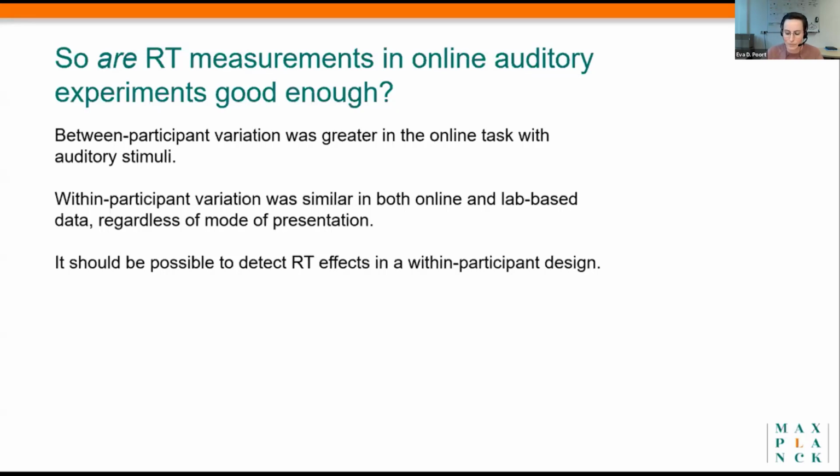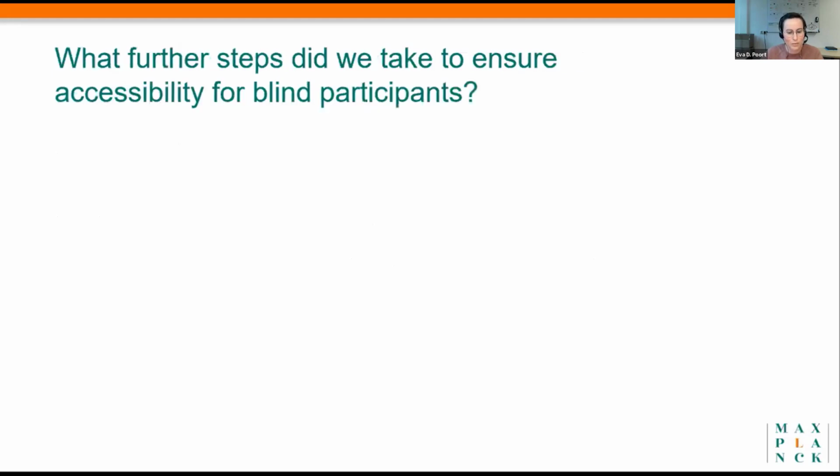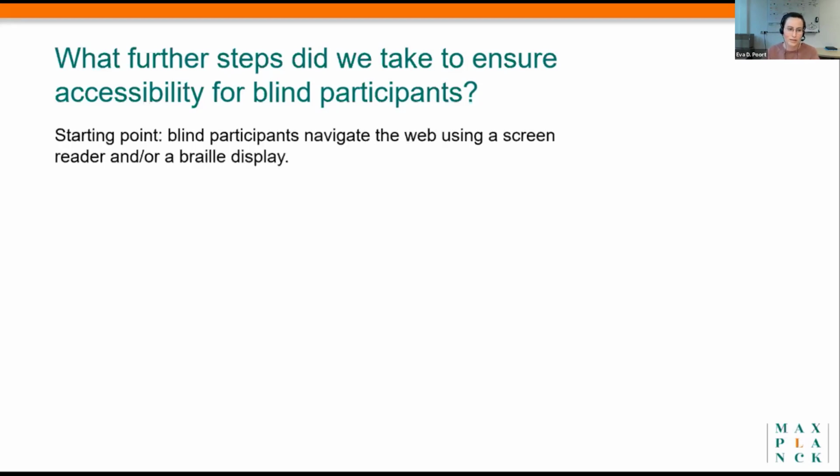So we carried on with our experiments, and in the next part of the talk, I'm going to take you through the further steps that we took to ensure accessibility for blind participants. So here our starting point is that blind participants navigate the web using a screen reader and or a braille display. So whatever's on the screen is read out to them or shown on a braille display, which is at the bottom of their keyboard.